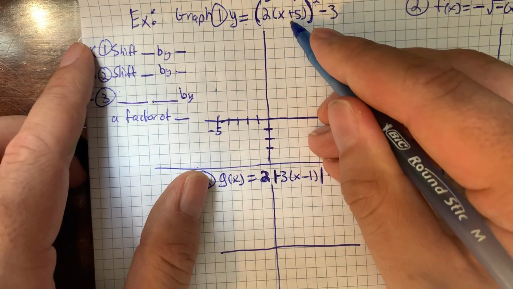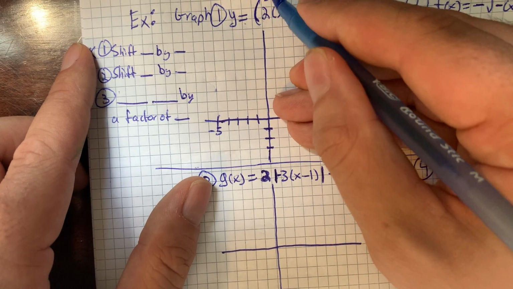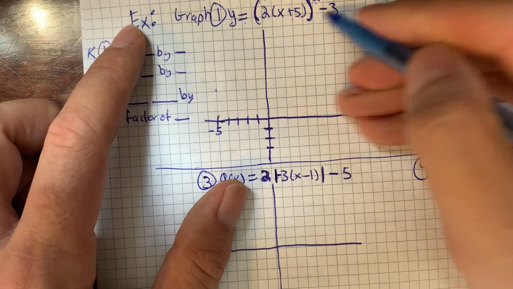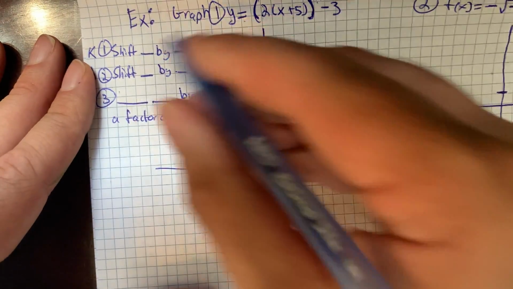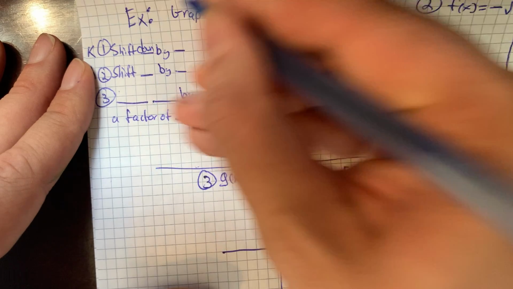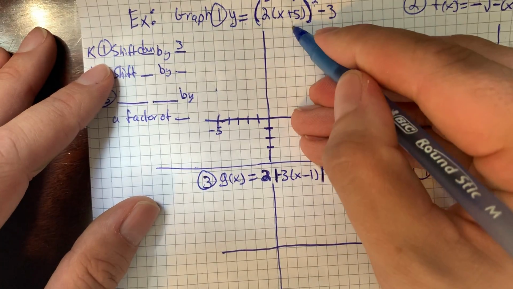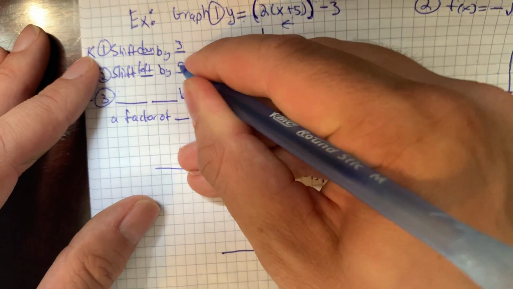This plus 5 is on the inside. This minus 3 is on the outside. So here's C, not A. This is a horizontal multiplier. H is our shift left or right, and K is our shift up or down. The K is a shift down by 3. Our H is going to be a shift left, remember it's backwards, by 5.